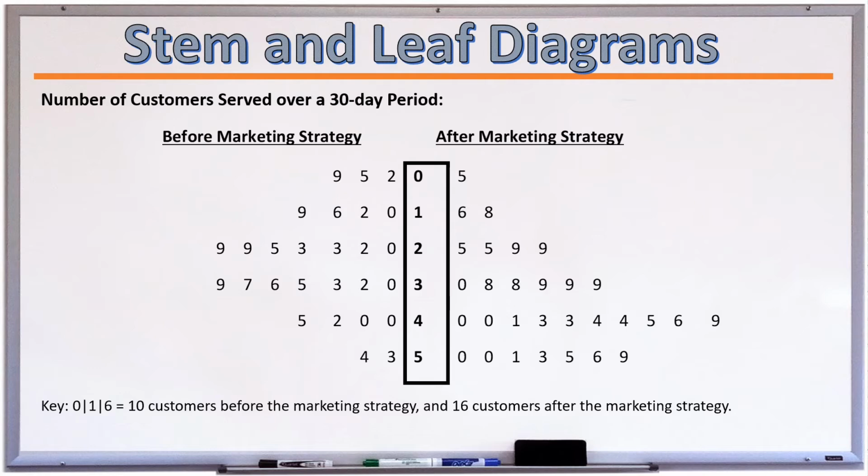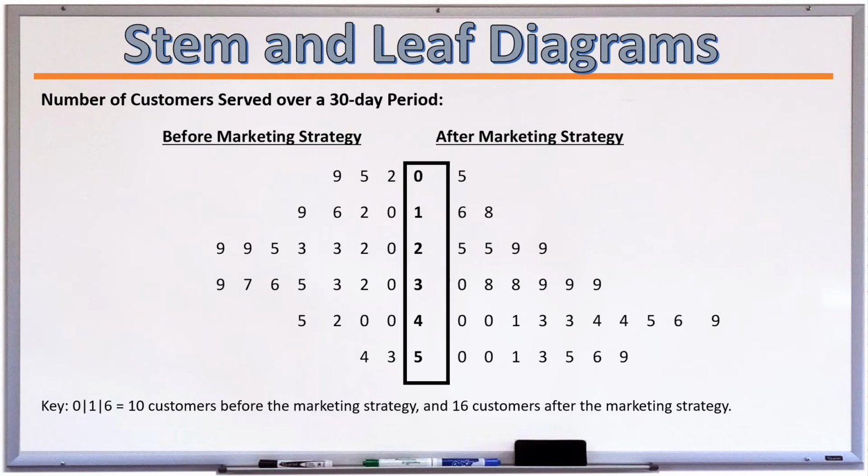Before the marketing strategy would be shown on the left, and after the marketing strategy would be shown on the right. Here our key can be interpreted as follows. We can see that the 1 lies in between 2 dashes. So the digit 0 corresponds to the number 10 on the left-hand side of the 1. And the number 6 on the right-hand side of the 1 corresponds to the number 16.